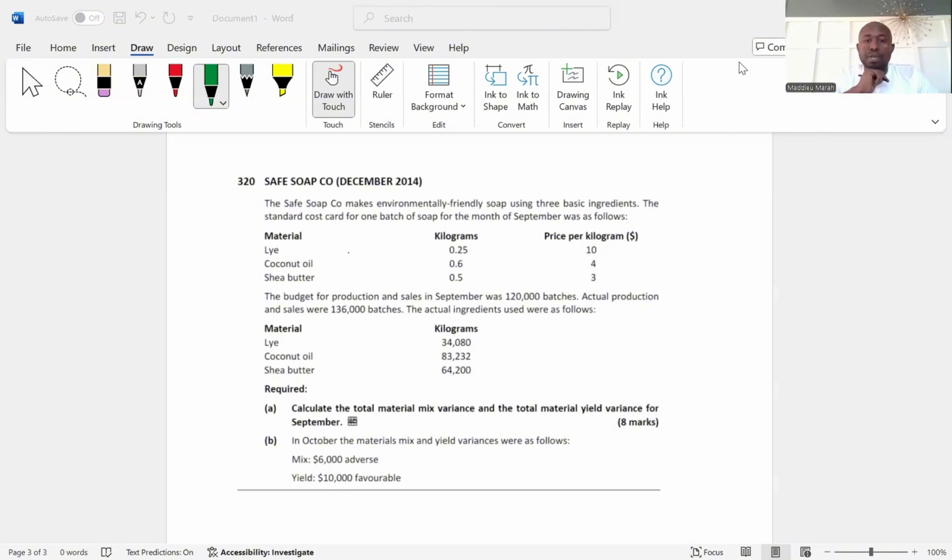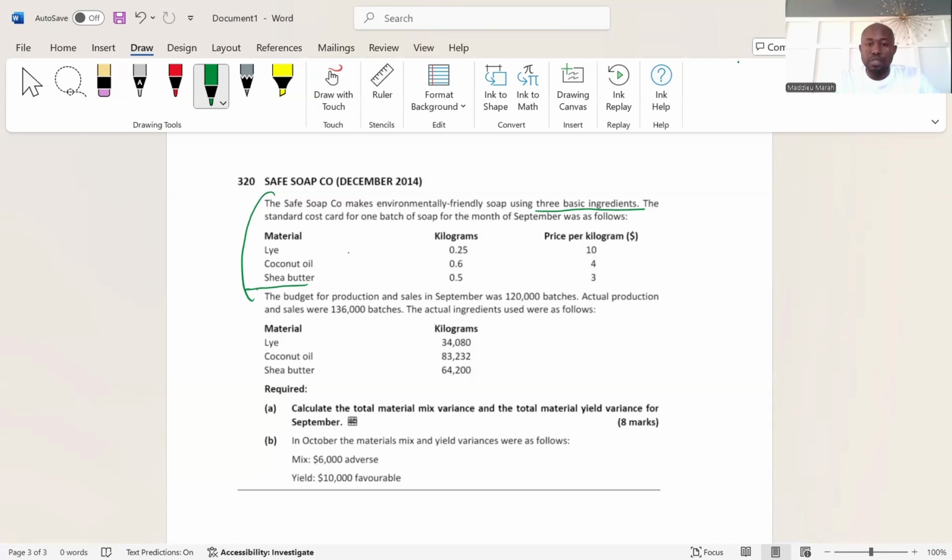The Safe Soap Co. makes environmentally friendly soap using 3 basic ingredients. So they are using 3 basic ingredients. The standard cost card for one batch of soap for the month of September was as follows. So we have our standard cost card. These are our standard information, right? We have lime, coconut oil, and shea butter.